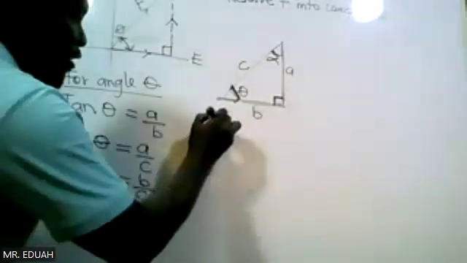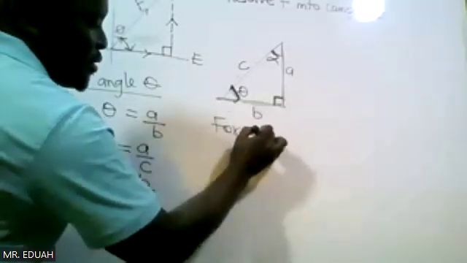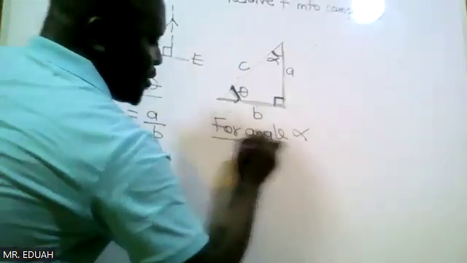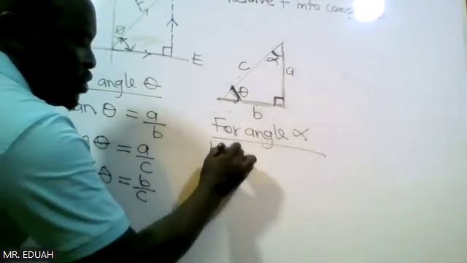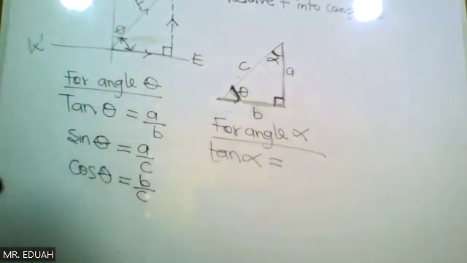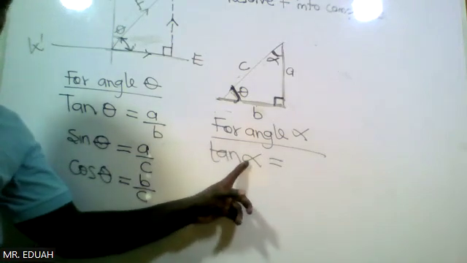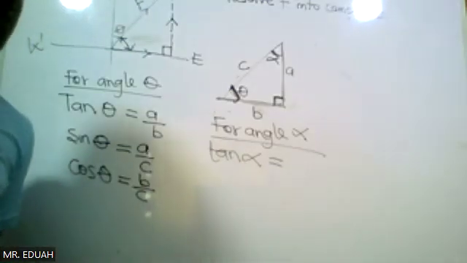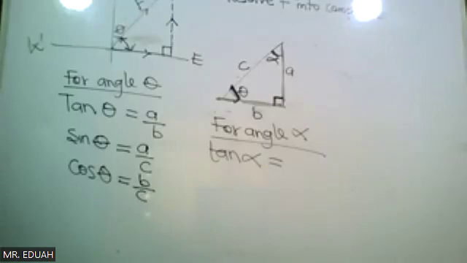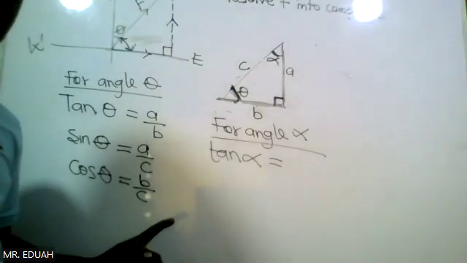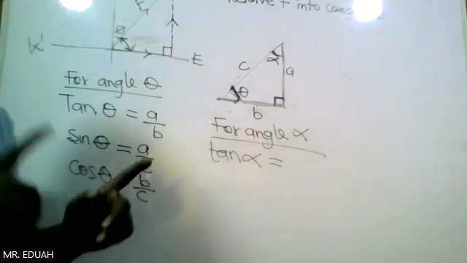Let's do it for alpha. For angle alpha, help me derive tan of the angle. Help me obtain the expression for tangent of alpha. Tangent is opposite over adjacent. So tan alpha is B over A.